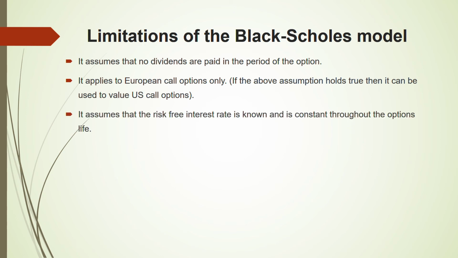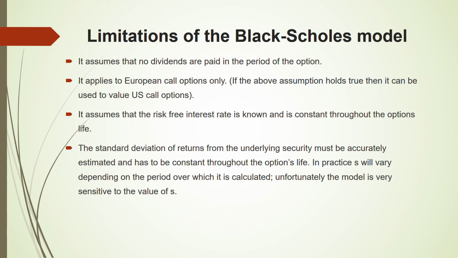Next, third limitation is interest rate. We assume that the risk-free interest rate is known first of all, and it is constant. But we know in reality it's not true. It changes and it's not known with certainty. Coming to this fourth one, it is also the same, but this is related to standard deviation. We know standard deviation changes, but for this model we are assuming it is constant and we know it.